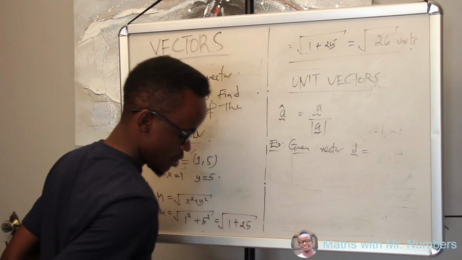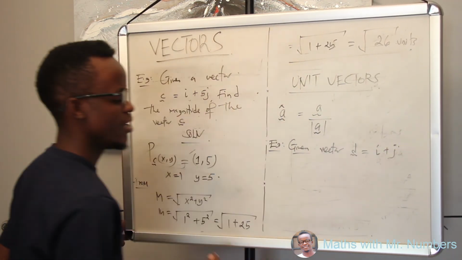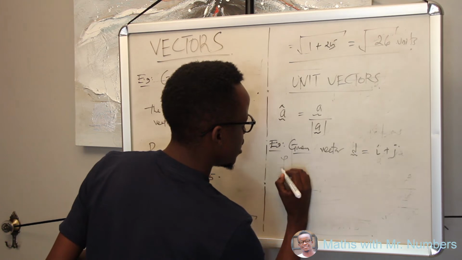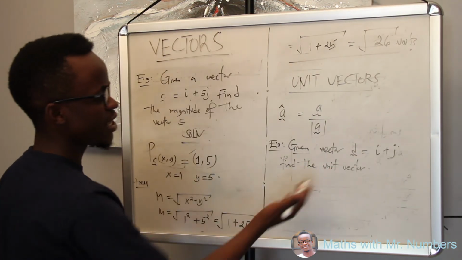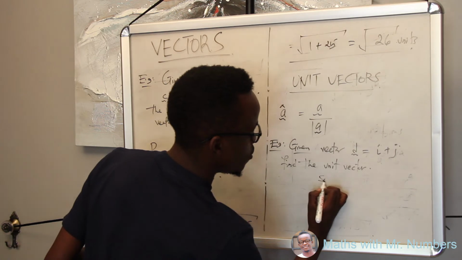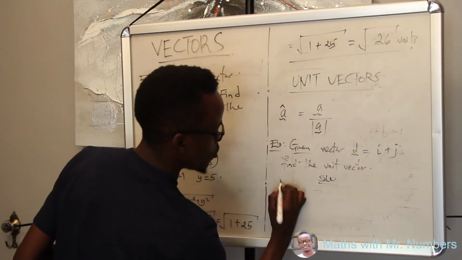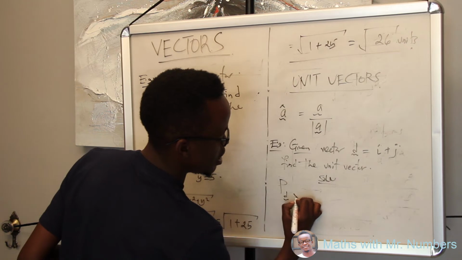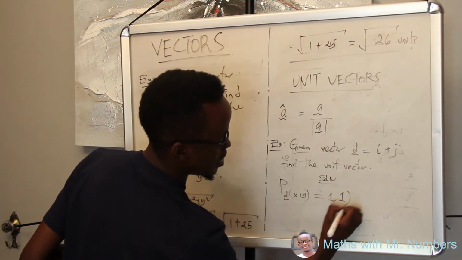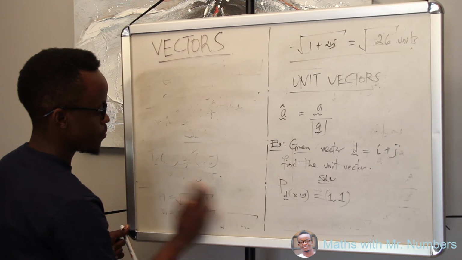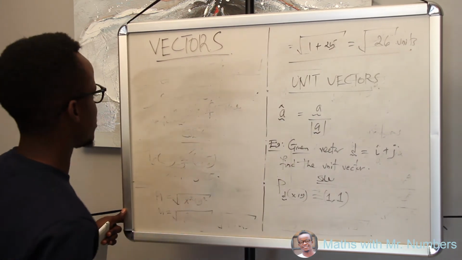For example, given vector D as i plus j, you have to find the unit vector. Finding the unit vector from this vector, first of all, you have to write your vector in position. Therefore, the position of vector D in x, y equals 1, 1. After that, we are also going to use the given values of x and y to find the magnitude.